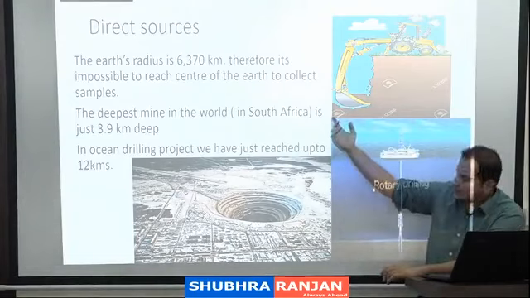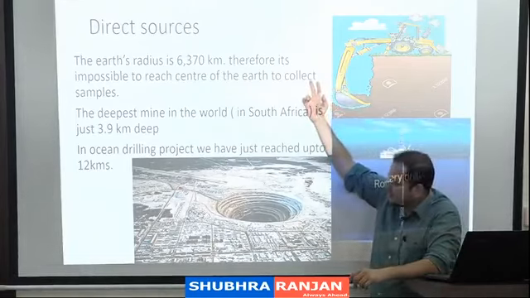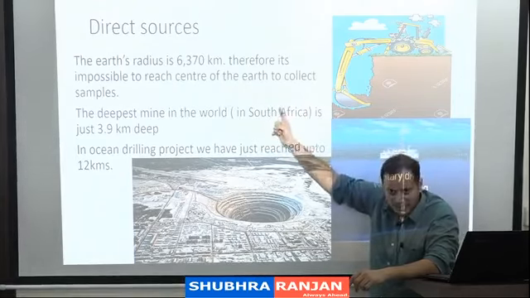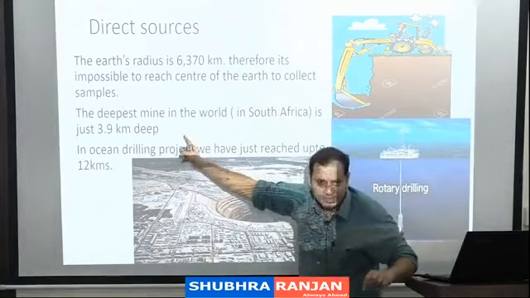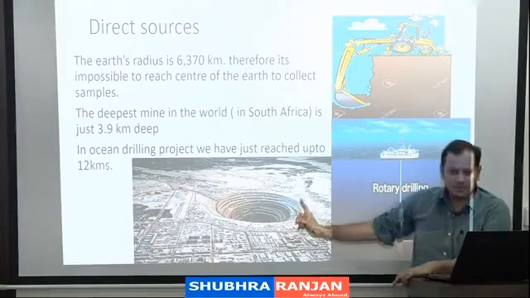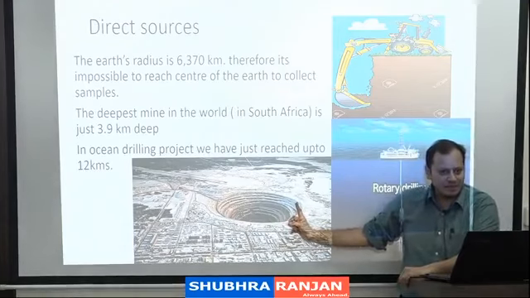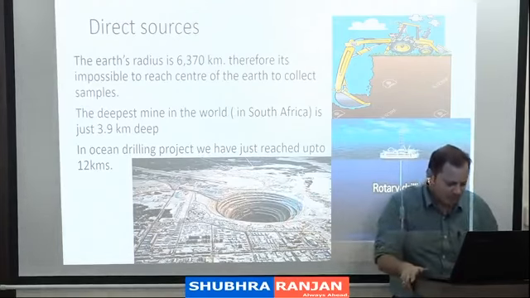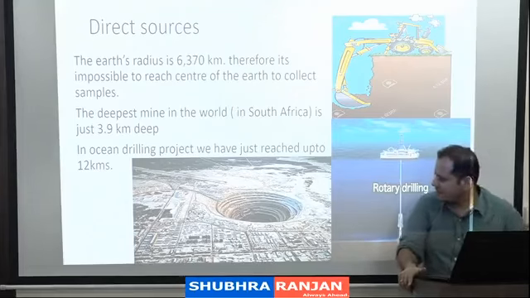The Earth's radius is 6370 kilometers, while the deepest mine in the world, ये prelims के लिए याद रखो कहाँ पे, in South Africa, is just 3.9 kilometers deep. This is the photo of the deepest mine in the world, and it is an example of a gold mine.